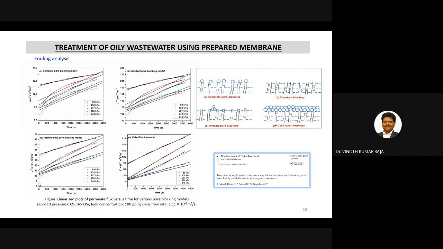This is the cake filtration model. We have the linearized plots of all the models I have presented: the complete pore blocking model, standard pore blocking model, intermediate pore blocking model, and cake filtration model. The entire study confirmed that the cake filtration model is the best fit with the obtained experimental results for the permeate flux profile in wastewater treatment.